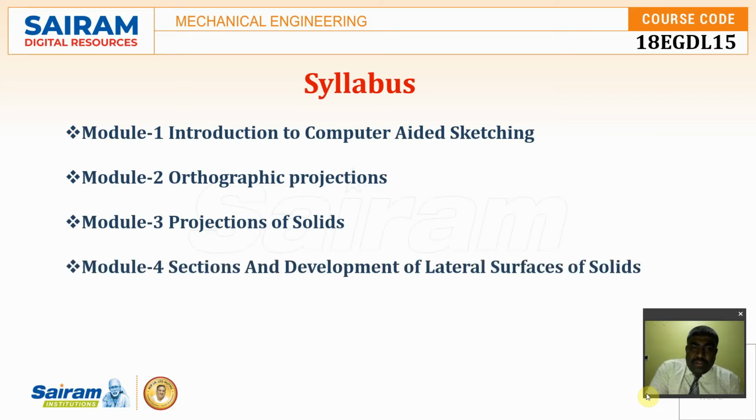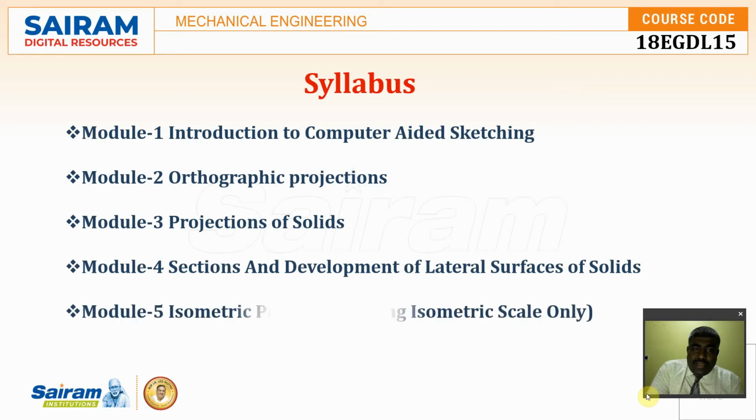Coming to module 4, you're going to deal with the lateral surfaces of solids. So you're going to go for sections of solids as well as developing the surfaces of solids. This carries 30 marks in the examination and it has an option also, that is the module 5, isometric projection. So you're going to use only the isoscale for those diagrams. Here you're going to convert two-dimensional images into a three-dimensional view. Here again it carries 30 marks. So module 4 and module 5 are options. Either you can attend module 4 or module 5.